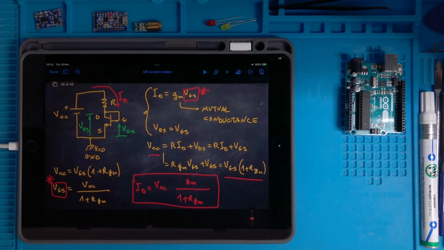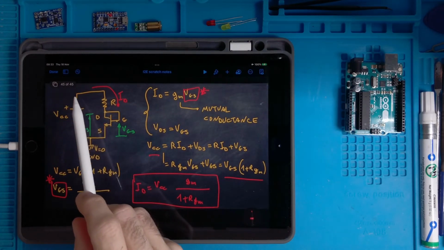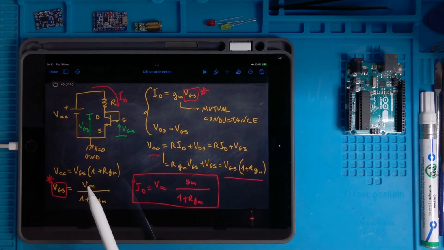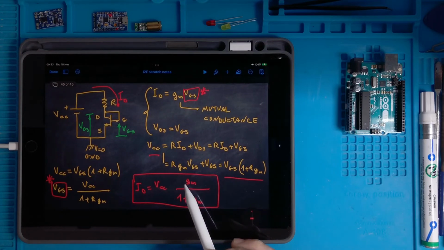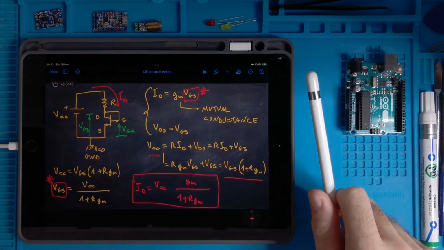So why do we need this? Because this is basically a current generator. So we start from a battery having voltage VCC, we put a resistor here, and then now we discover that with a given transistor, so for a given Gm, a certain ID is flowing in this circuit. So this is a piece of a current generator, because now we can do another thing.